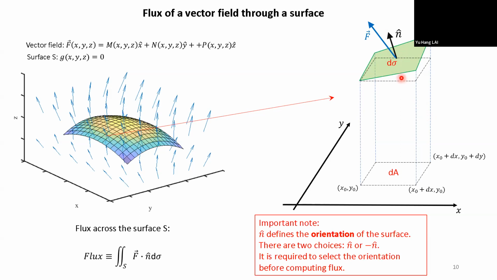So, for example, if I pick this upward as my n direction, then a positive flux would mean that the field goes up. But similarly, if you pick your n vector to be going downward, then the field going down will give you positive flux.